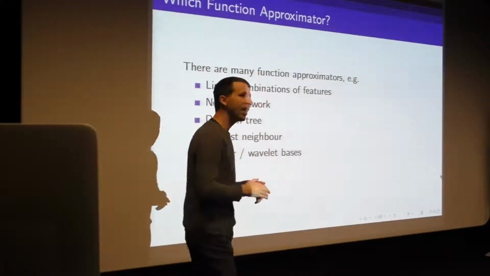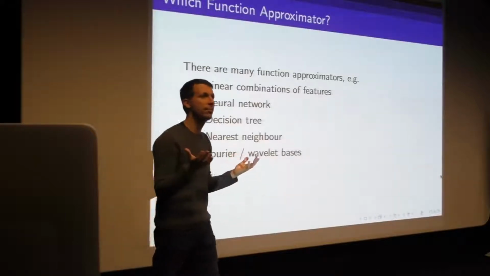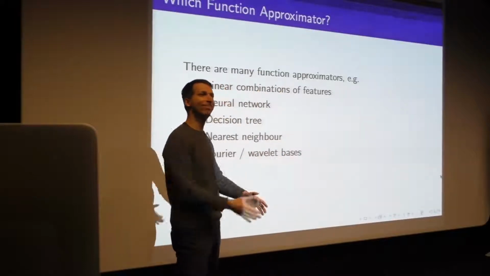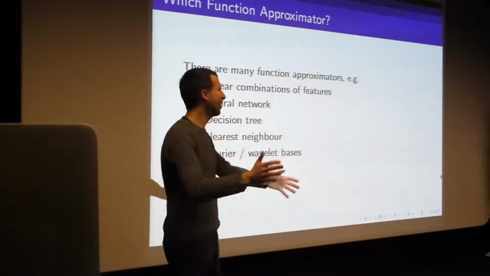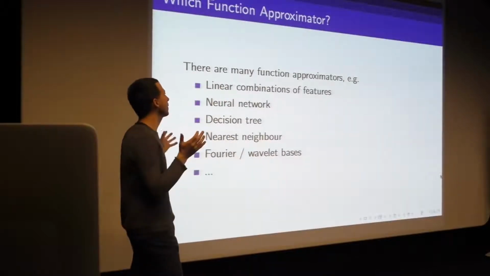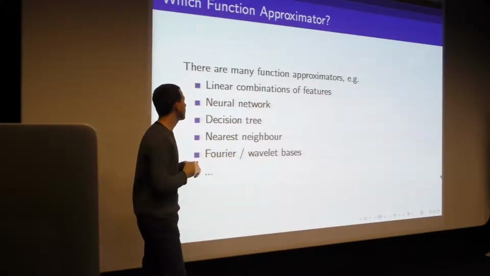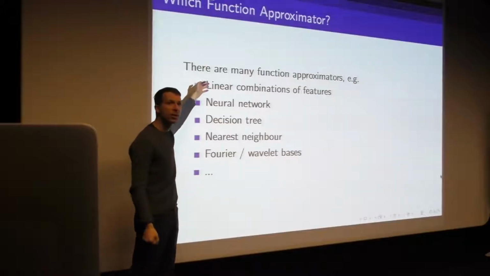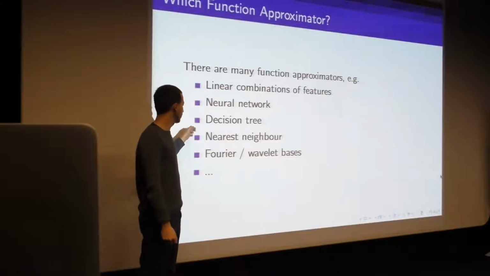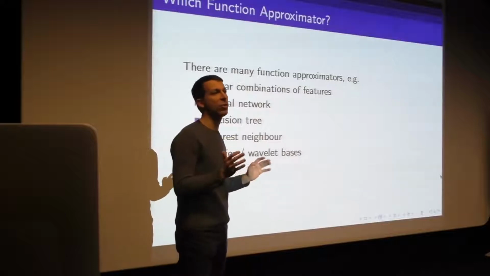So let's open up the black box a little bit now and ask the question, well, what should it be? What type of function approximator? So hopefully, during your experience of the machine learning masters or whatever else you're doing, you've come across a whole variety of different function approximators for supervised learning or perhaps unsupervised learning. Some of the most common ones are listed here: linear combinations of features, neural networks, decision trees, nearest neighbor, Fourier or wavelet bases. There's a whole bunch of different things you might try.